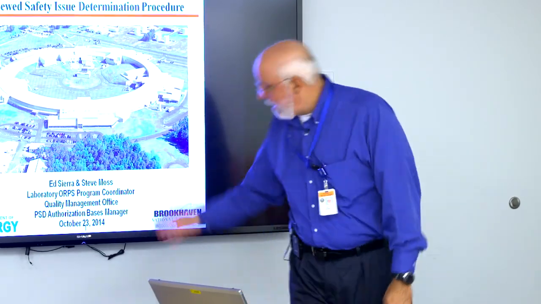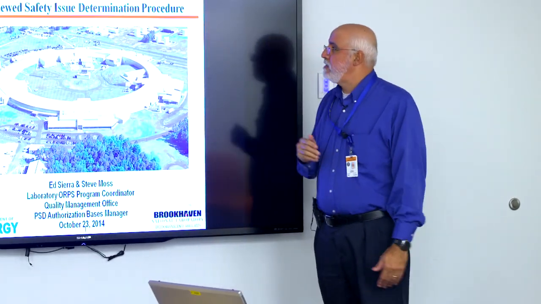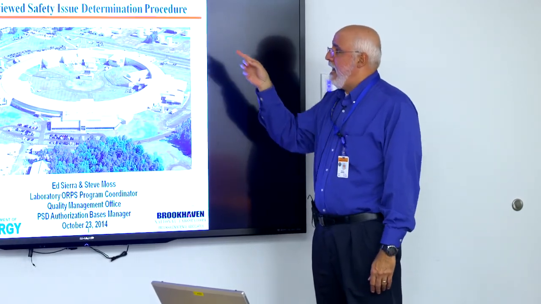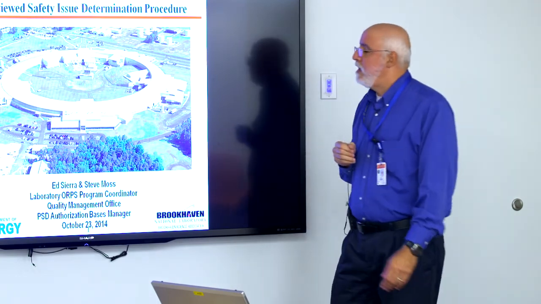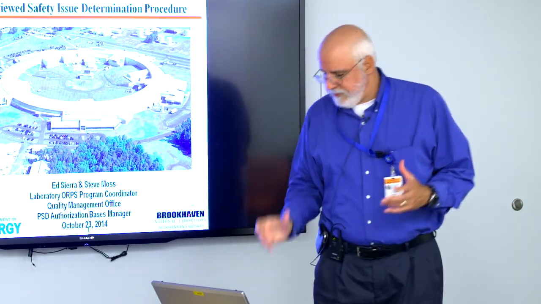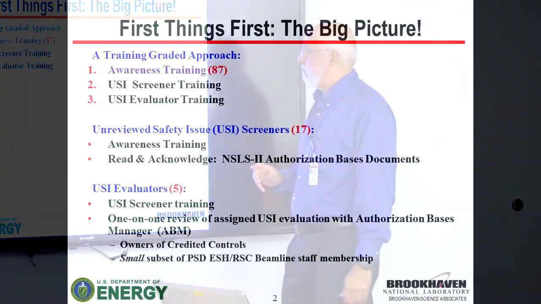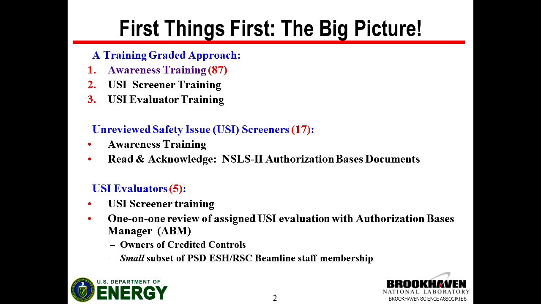But what we're here to talk about is the authorization basis documents. This is actually two parts: authorization basis documents and unreviewed safety issue determination procedure. So let me give you the big picture to start out with. We've taken a graded approach to this training. You guys today are going to get the awareness training. So far, 87 individuals have gotten the awareness training. You can go on to get the screener training, and I'm going to go into a little more detail what that means. And then you can go on further and get the evaluator training.